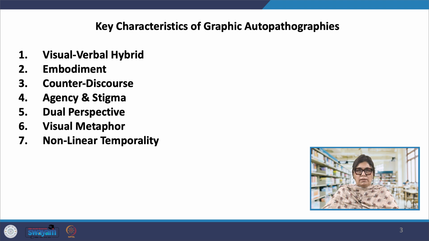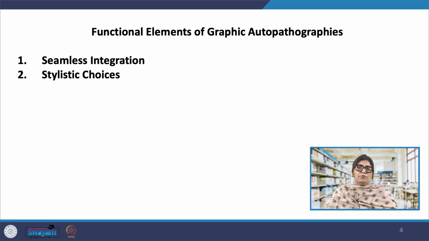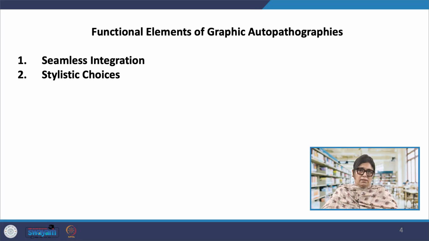Seventh, non-linear temporality. Illness is often represented through disjointed panels and non-linear storytelling to reflect the fragmented nature of traumatic memory and chronic suffering. Now, let us discuss the functional elements of graphic autopathography. There are two functional elements. First is seamless integration. Clinical information like charts or biological explanations is often folded directly into the personal story to anchor subjective experiences in medical reality.